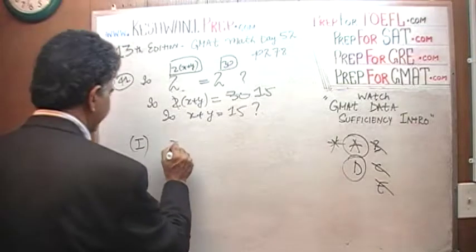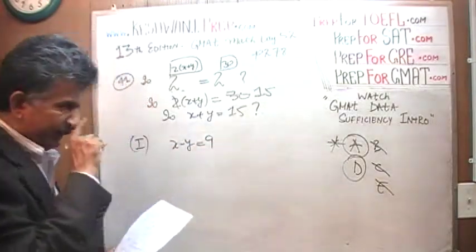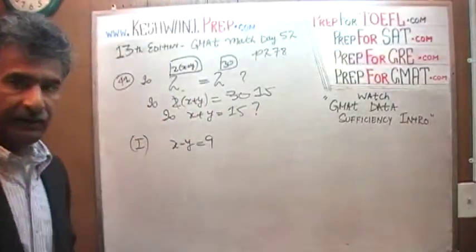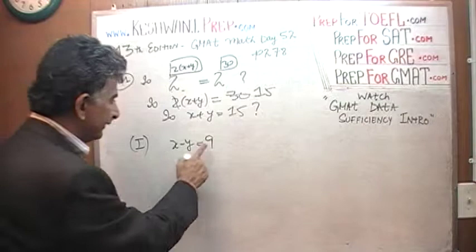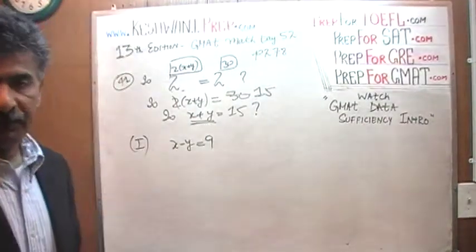The first one says x minus y equals 9. Well, simply knowing that the difference of the two numbers is 9 is not going to answer what their sum is. We need more than that.